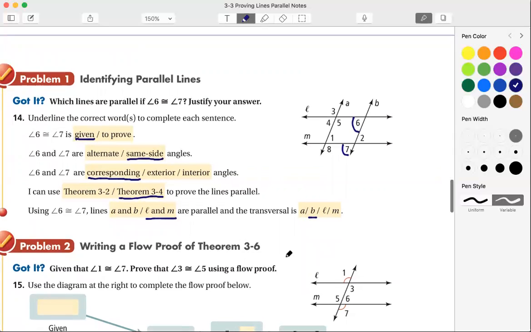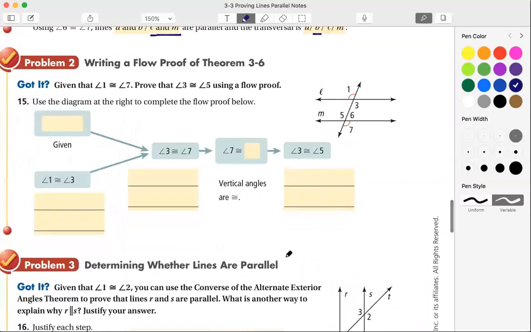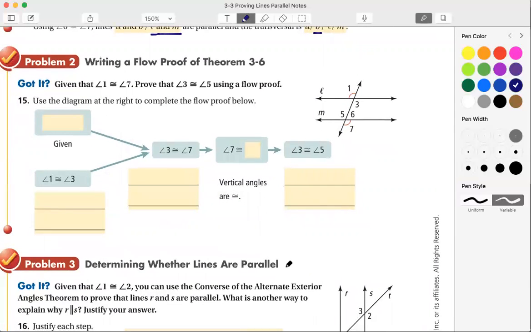All right, now we're going to practice writing something called a flow proof. This is kind of something a little bit different. The very first thing I'm given, angle 1 is congruent to angle 7. I'm going to fill in this box: angle 1 is congruent to angle 7. Well, what else do I know from this diagram? Don't I know 1 and 3 are congruent by vertical angles?